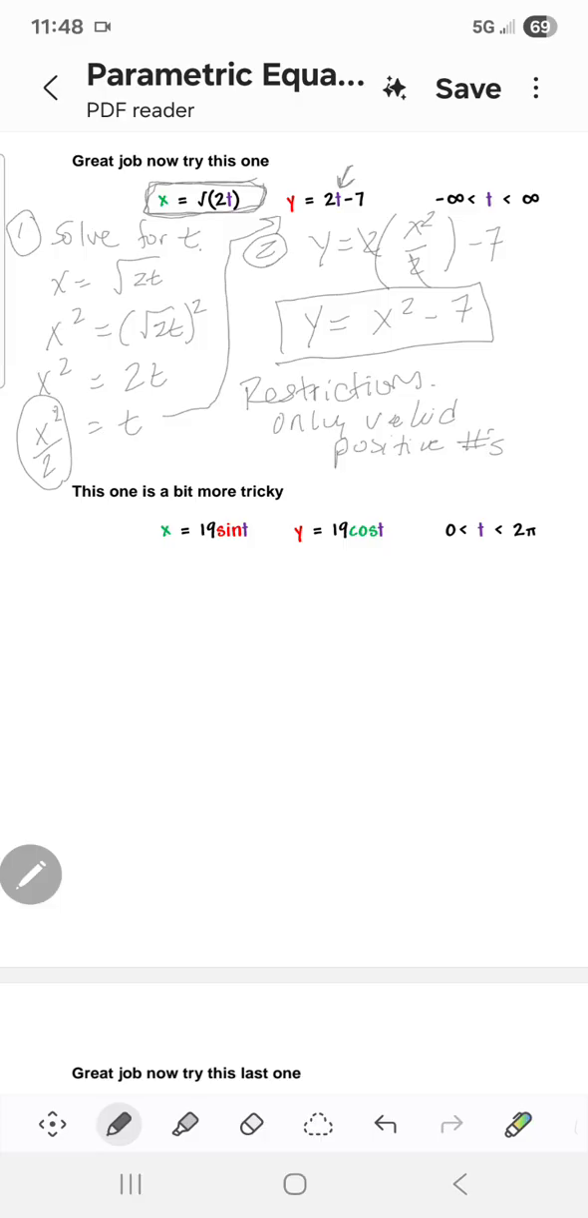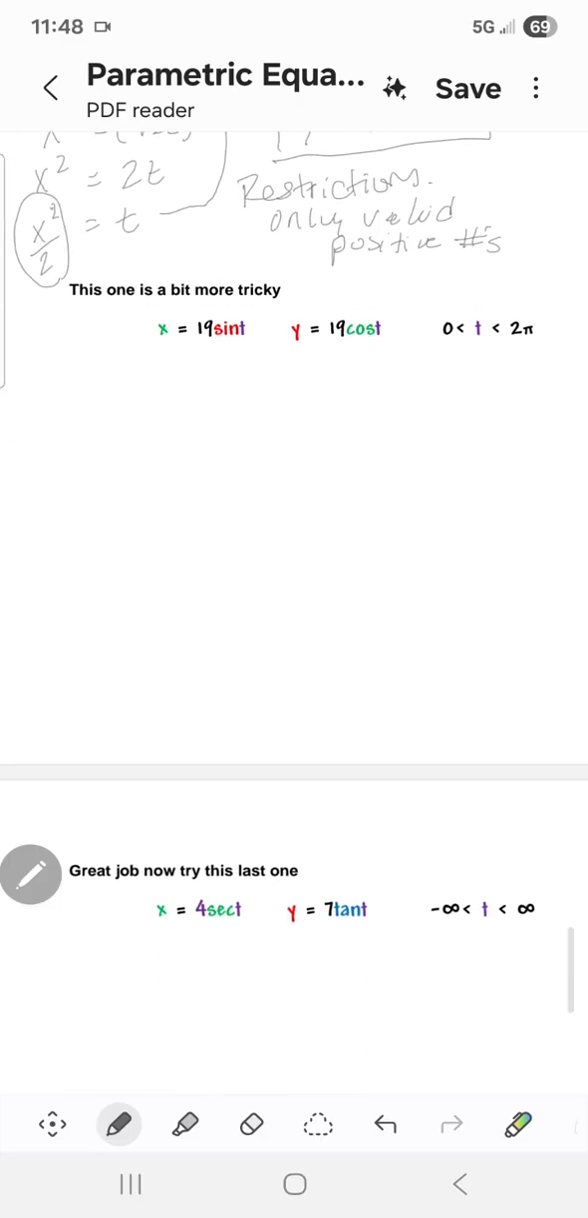Let's talk about another one. This one's kind of a little bit trickier and kind of ugly. So we've got x equals 19 sine t. All right, well, let's just start with step 1, and I want to solve for t. Okay. 19 sine t. That's 19 times sine t, so let's just move the 19 over.